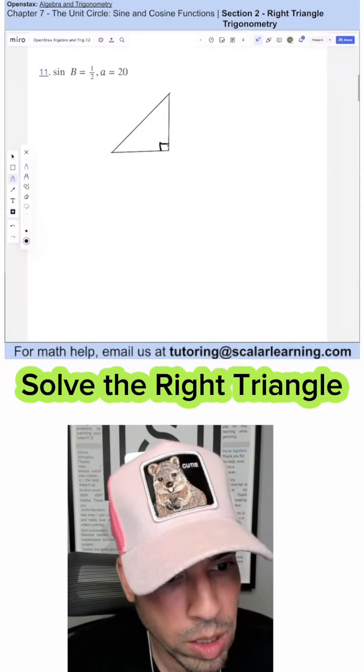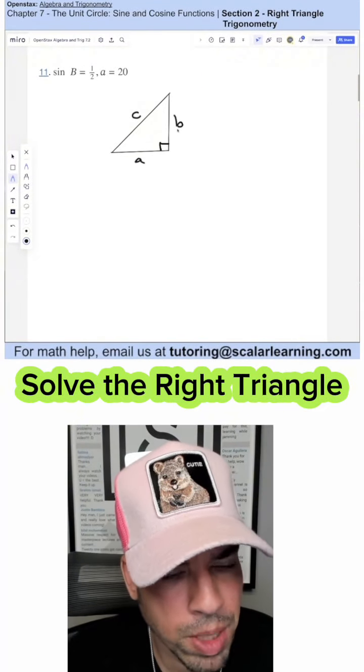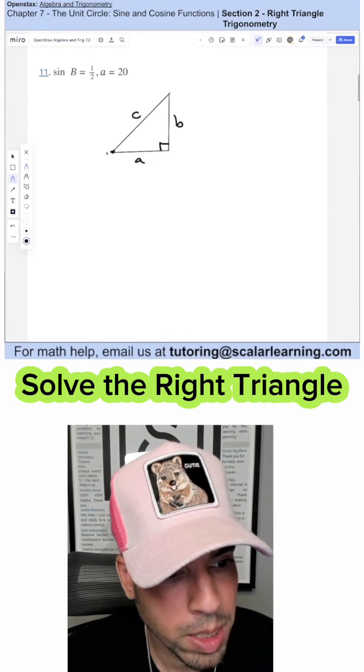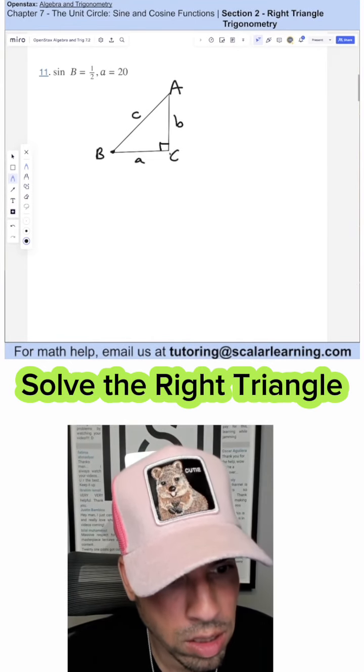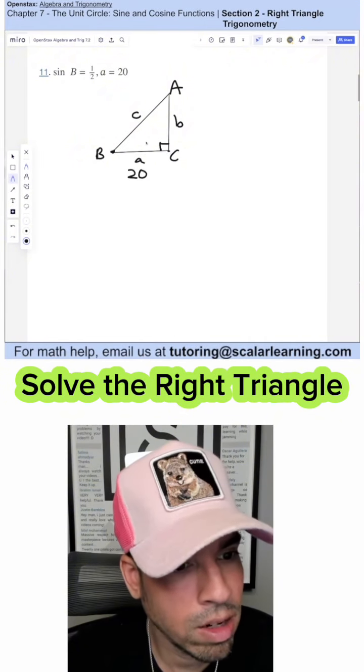So for this question, we know that C is the hypotenuse, and then we've got A and we've got B. And likewise, angle B is here opposite little b, angle A is here, and then angle C is here. So now we know that A is 20, and we know that sine of B is 1/2.